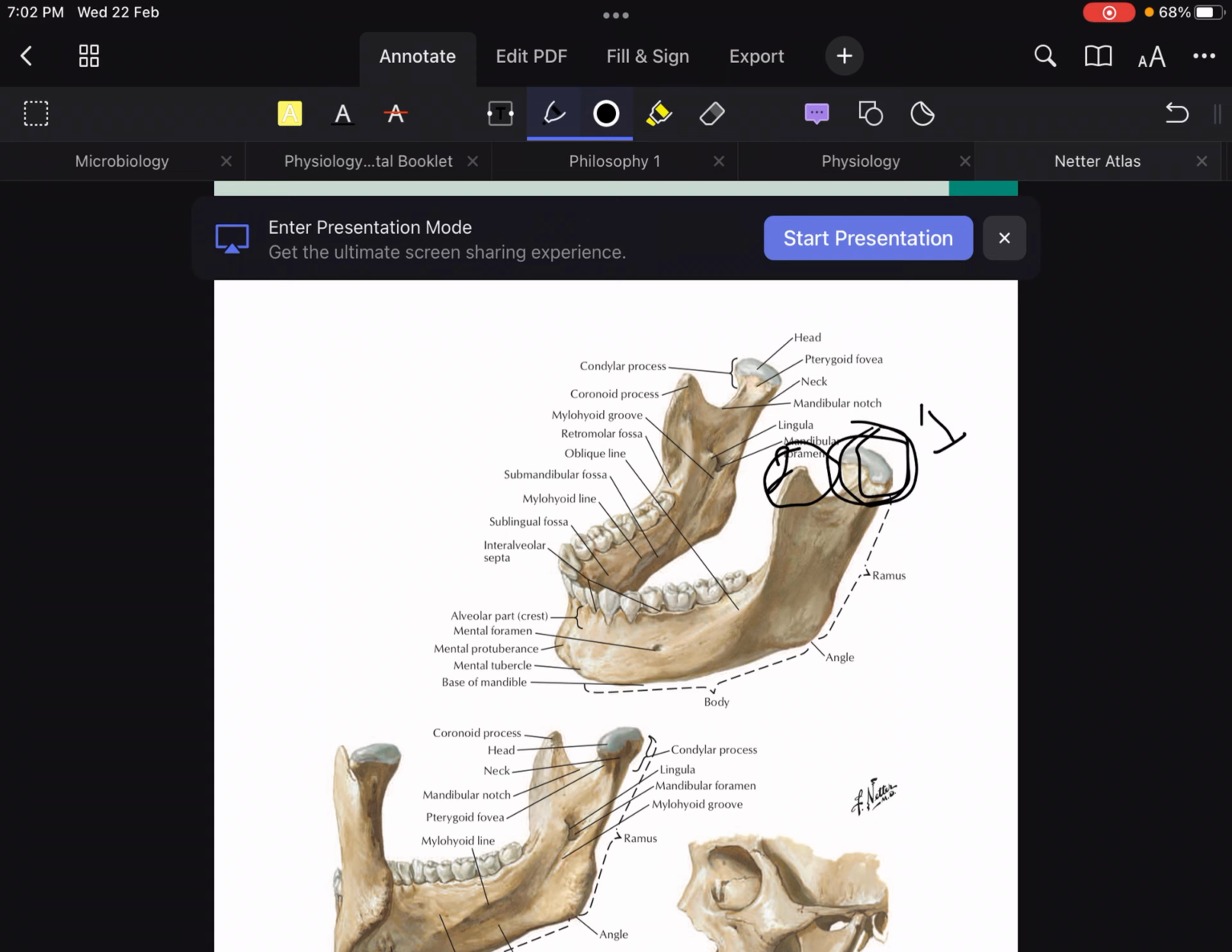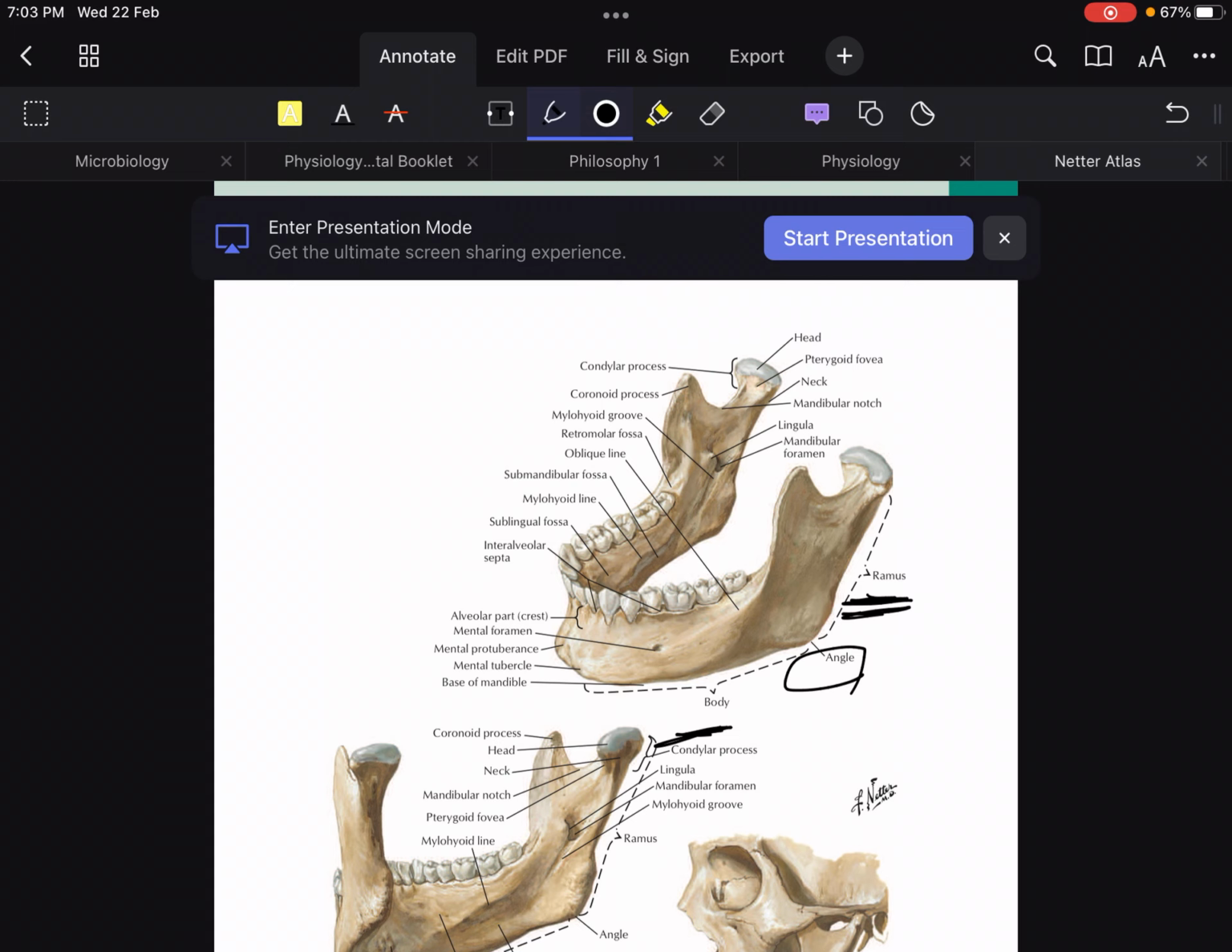Okay, as I told you, we have different parts here. Two of them are the two processes, the condylar process and the coronoid process. As you can see, we can divide the mandible into two main parts. This part is the ramus of the mandible, and the rest is the body. Between the ramus and the body, we have the angle of the mandible.